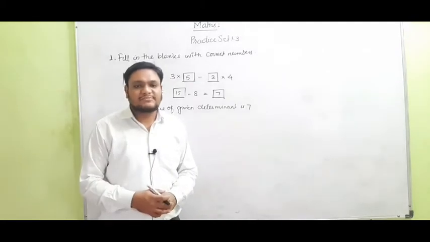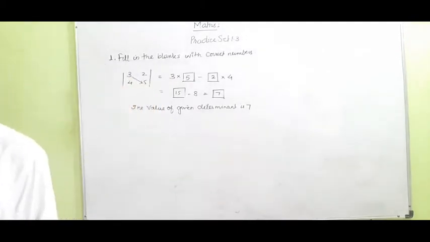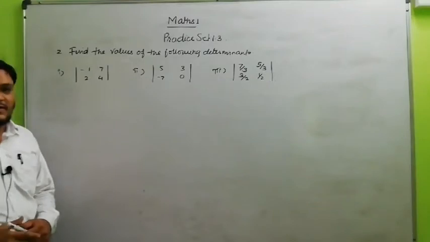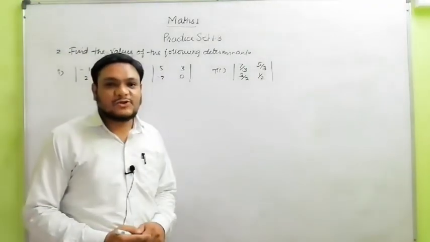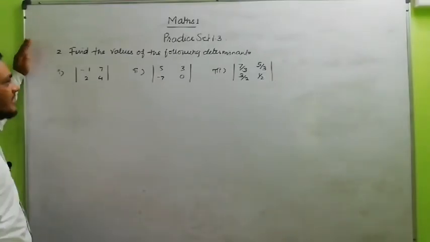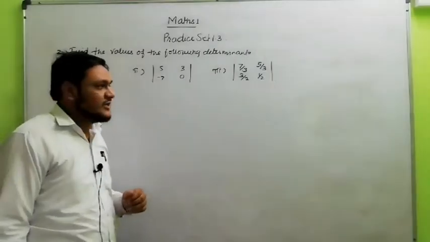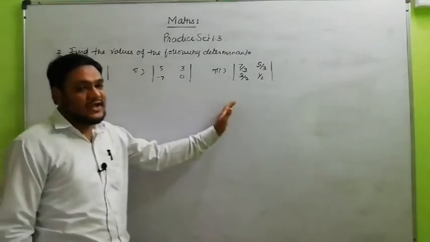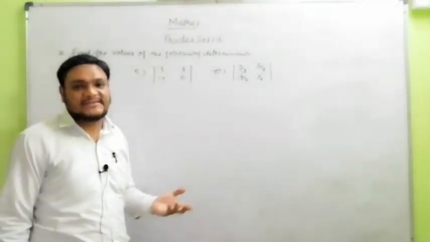So students, now let us move towards the next question. We have seen the first question. Now the next question is: find the values of the following determinants. Three determinants are given here and we have to find their values.